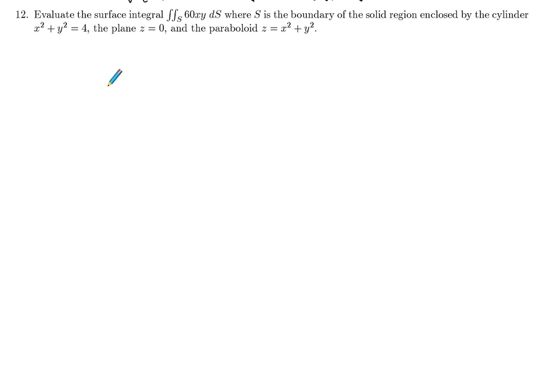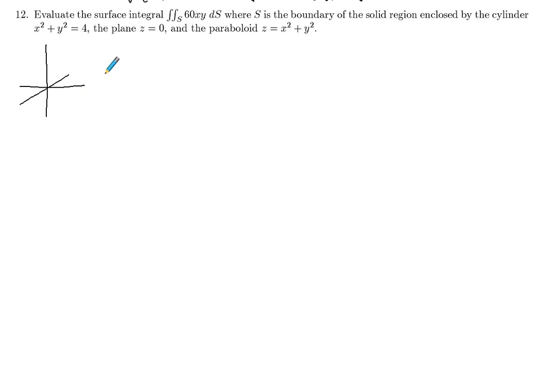Okay, now we have a surface integral. So we're trying to do the surface integral of 60xy dS. Our surface S is the boundary of the solid region that's enclosed by the cylinder x squared plus y squared equals 4, the plane z equals 0, and the paraboloid z equals x squared plus y squared. All right, so let's first sketch our surface here.